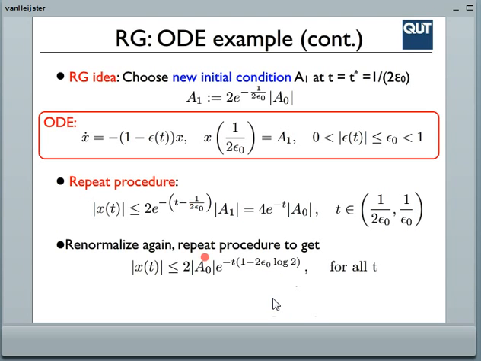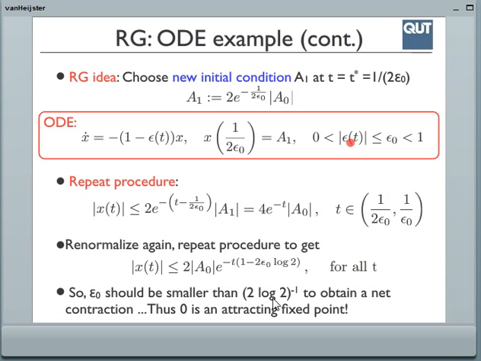Given here, it's 2 times A naught times e to the power minus t, 1 minus 2 epsilon naught. But it's epsilon naught, epsilon naught was this bound, right? So as long as this epsilon naught is smaller than 2, then we see that we have a net contraction over here. So we have now proven that that circle is perfect.